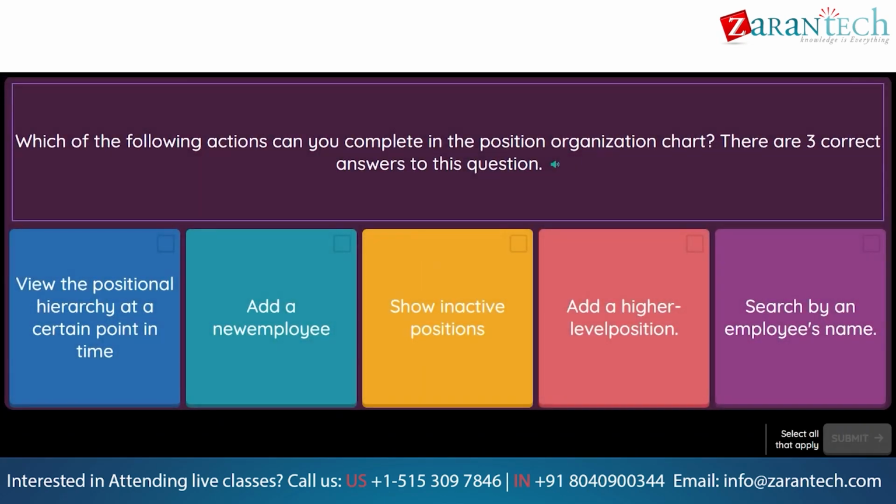Question: which of the following actions can you complete in the position organization chart? There are 3 correct answers to this question. Option 1 View the positional hierarchy at a certain point in time. Option 2 Add an employee. Option 3 Show inactive positions. Option 4 Add a higher level position. Option 5 Search by an employee's name.